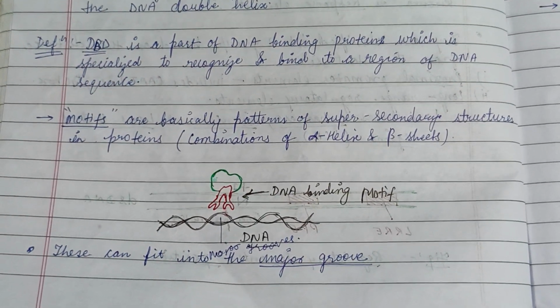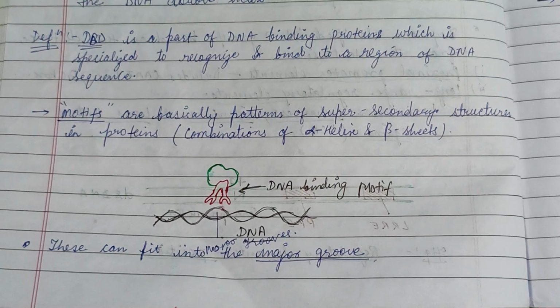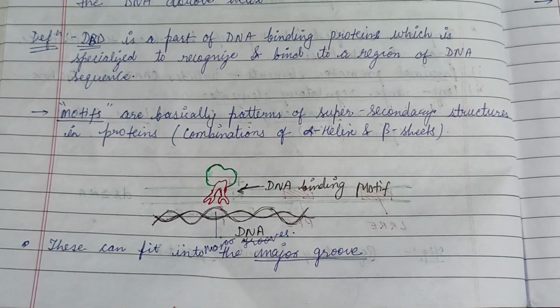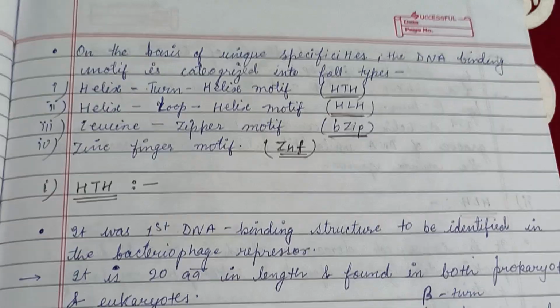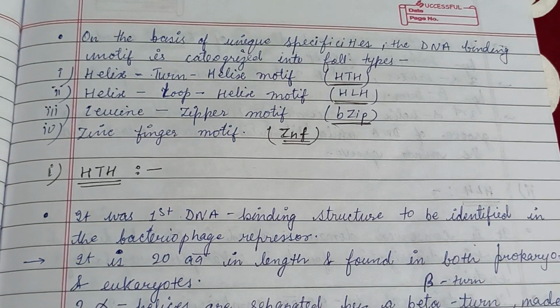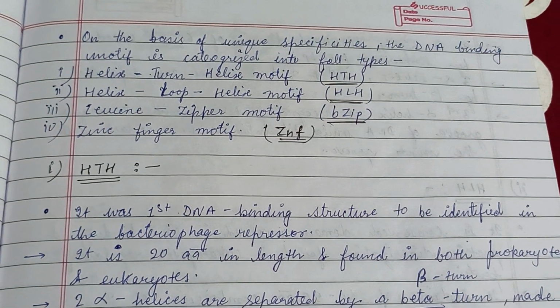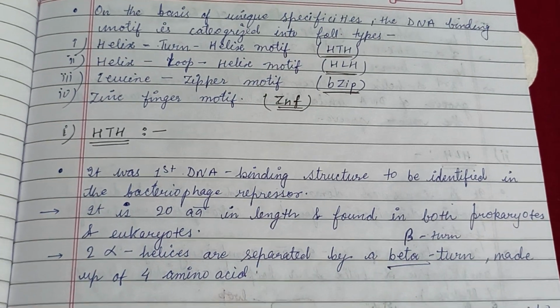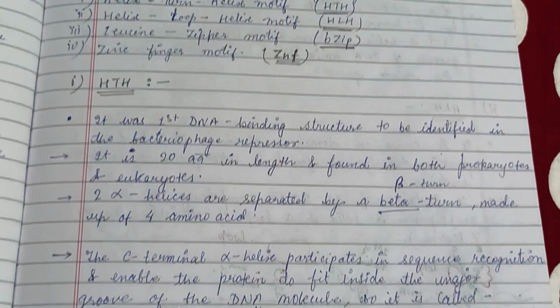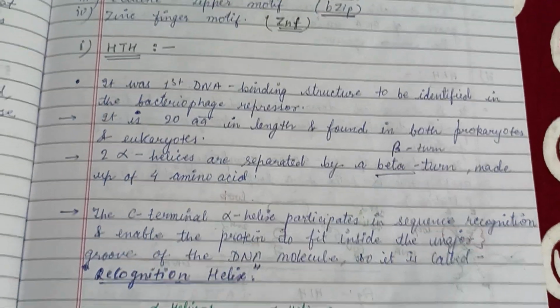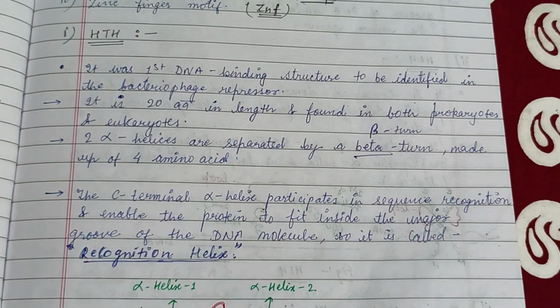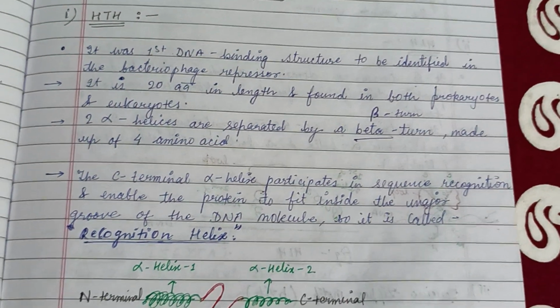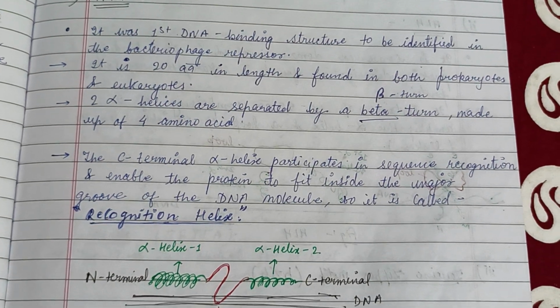So motifs are basically patterns of super secondary structure in proteins, a combination of the alpha helix and the beta sheets. It can be categorized into four types. First one is the helix turn helix motif, second the helix loop helix motif, third the leucine zipper motif, and the fourth one is the zinc finger motif.